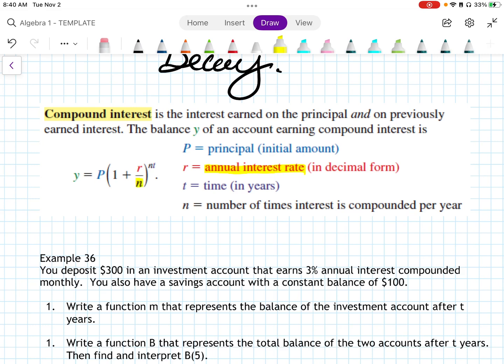So in the savings account scenario, the n would be 12 because there's 12 months in a year, right? If it said it was compounded weekly, then it would be 52. If it was daily, then it would be 365.